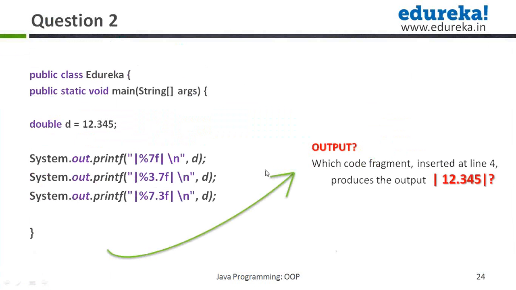Okay, good. Now we come to the second question. Now the question is right here. Now you have to choose first, second and third and then fourth. In the line fourth, which will be actually giving the result, either the first statement out println or the second or the third. The result is a bar, there is a space and then 12.345 then a bar. So you have to print this. Which of these three output statements will give you the result on the console window? Please write down on the chat window.